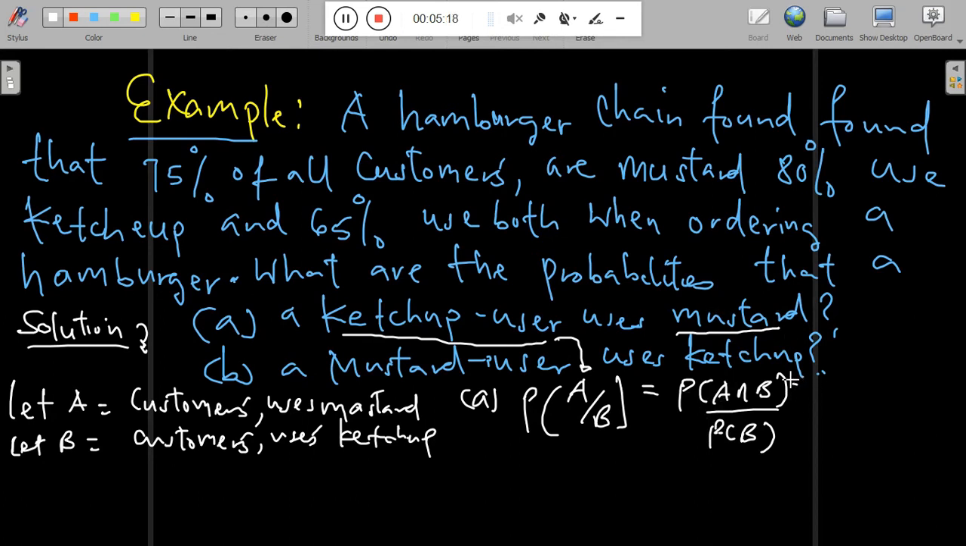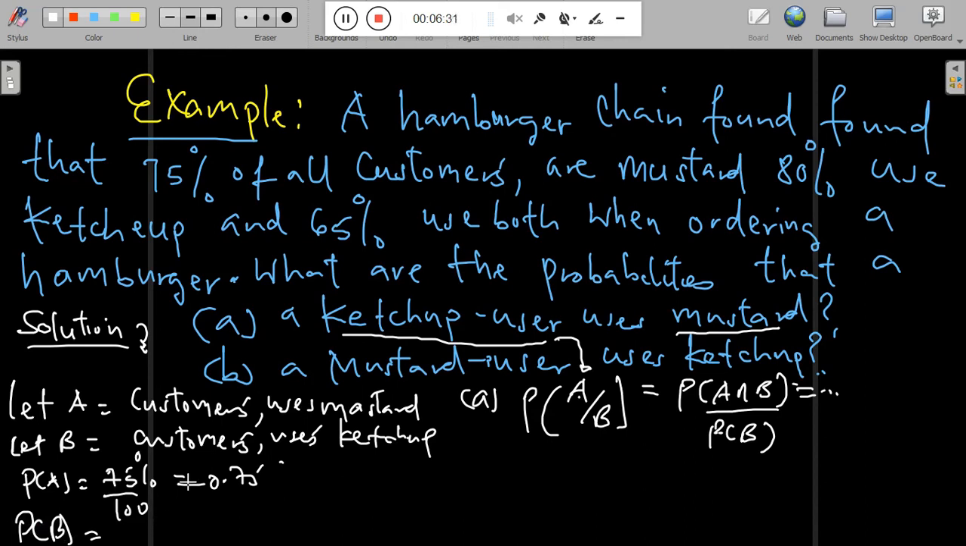So we may ask ourselves, what is the probability of A ∩ B? Let's consider our scenario. Let's start by examining the probability of A. The burger chain found that 75% of all customers use mustard, and A represents customers who use mustard. So we take 75 divided by the total sample space, which is 100, and the answer is 0.75.